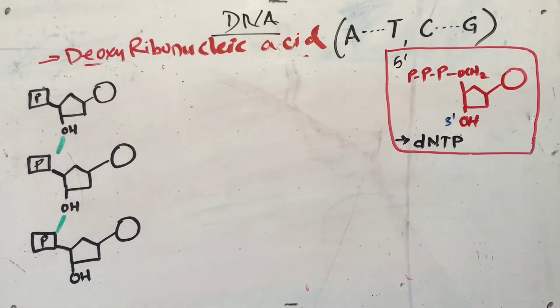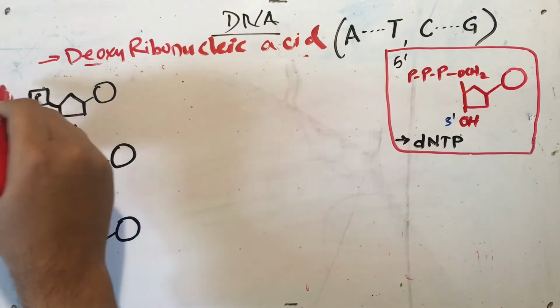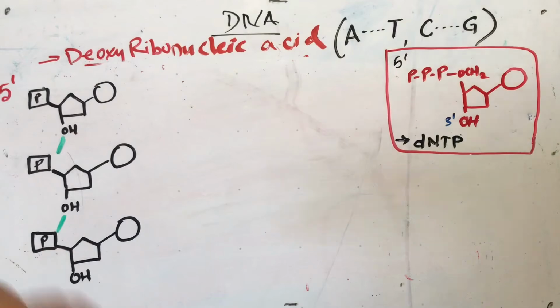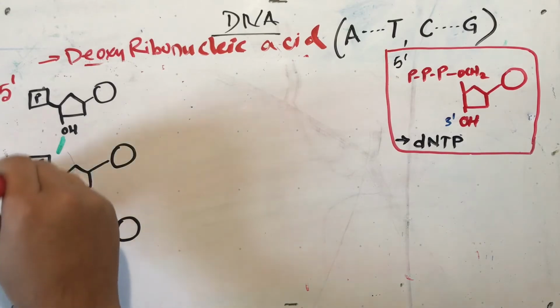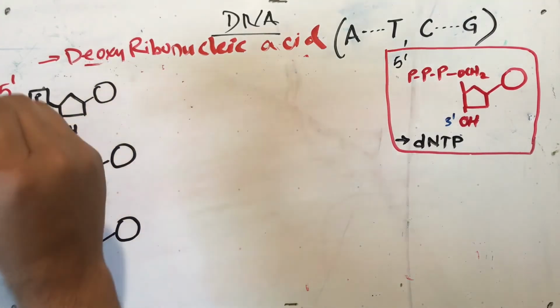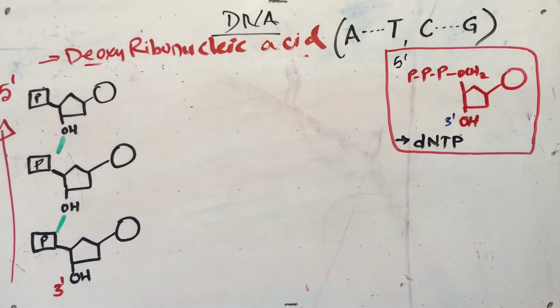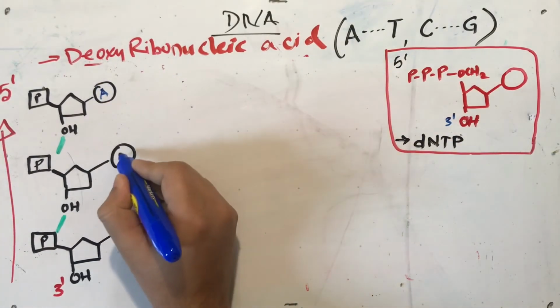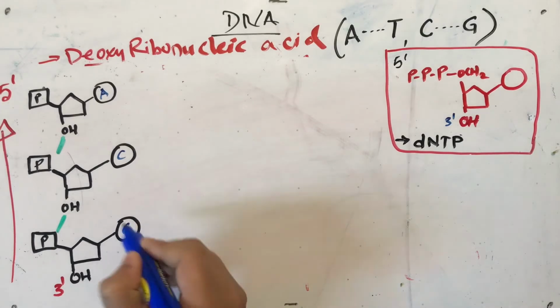Now, something to note here: we have this 5' structure right here, the 5' phosphate. So this is the 5', and then we have this 3' hydroxyl group. So this is going 3' to 5' in that direction, from bottom to up. Let's put the bases. Let's put A here, let's put C here, and let's put G here.